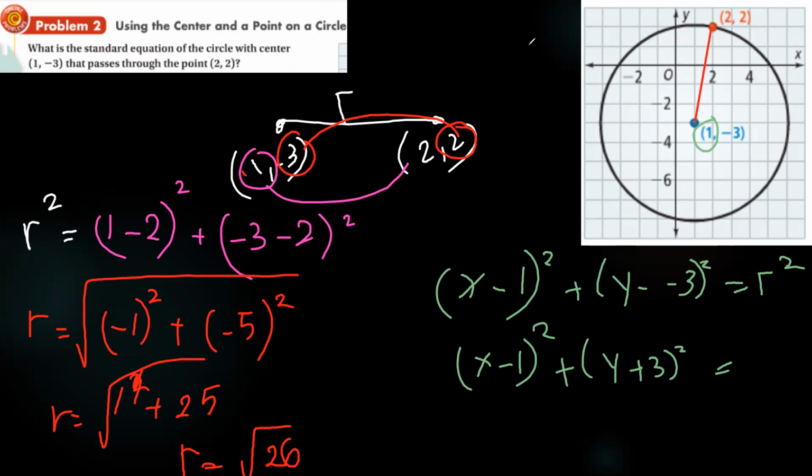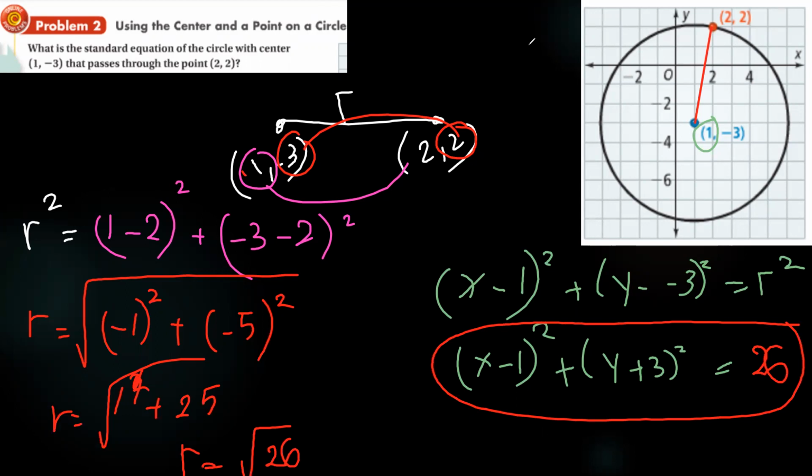So r squared will be what? 26 without the square root. So by this way, I wrote now the equation of the circle. Is it clear? Yes, teacher. Okay, so here I will repeat.